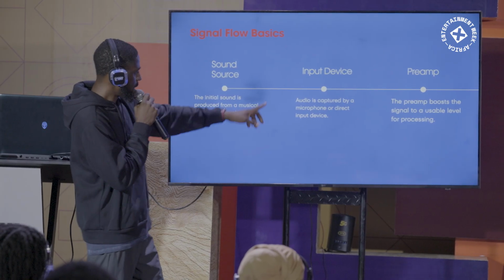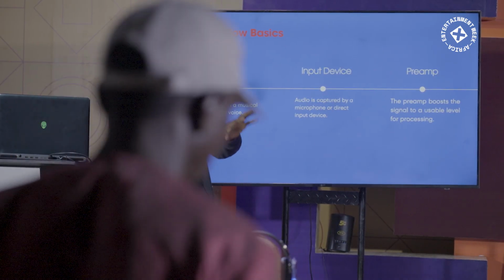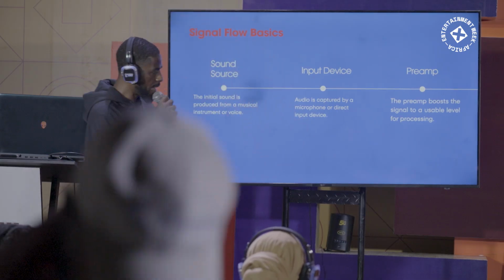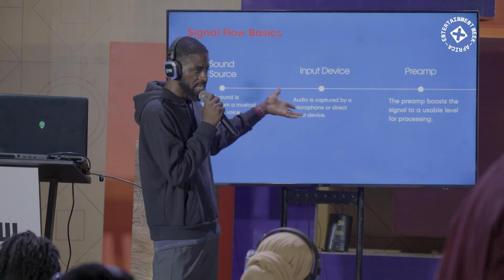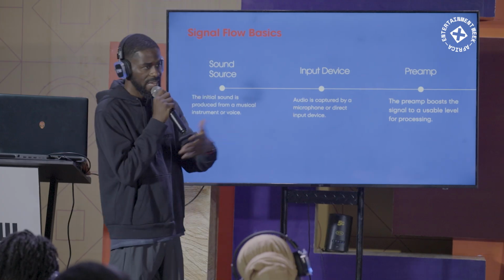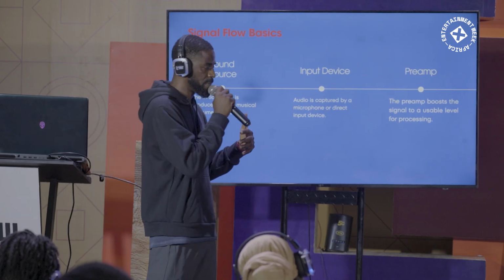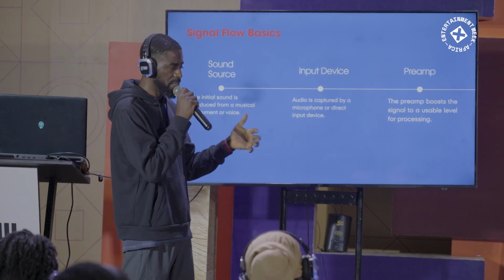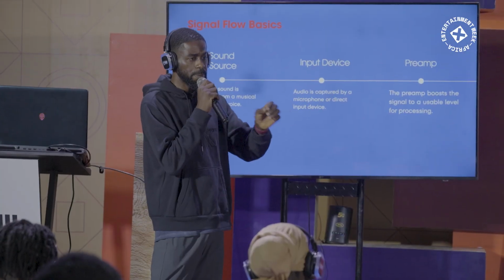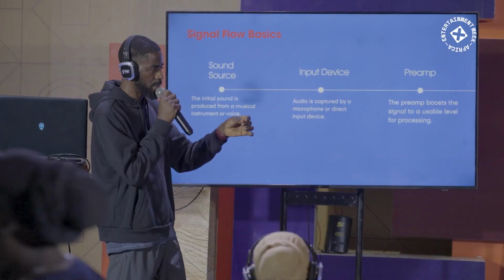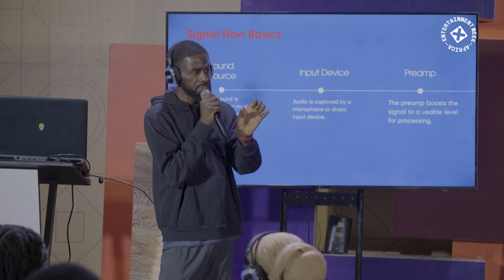Okay. Now input device. Your input device can be your DI box, which I just showed you guys. It can be your mixer. Basically, like I said, your mixer blends various signals. In your mixer, you can adjust levels. There are EQs. Basically, your EQ helps shape the tone.